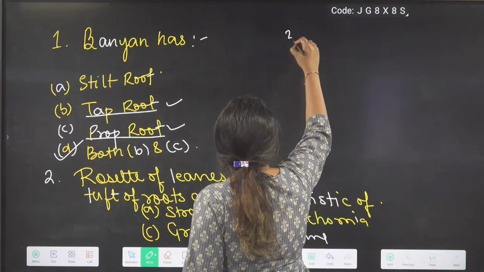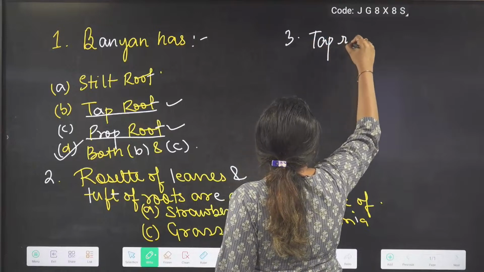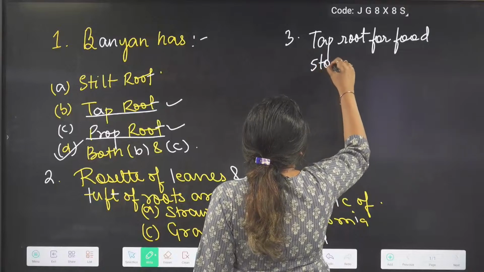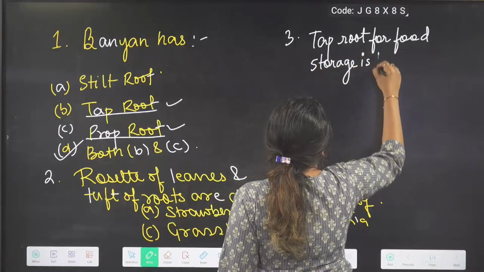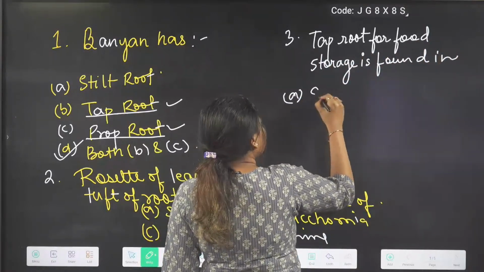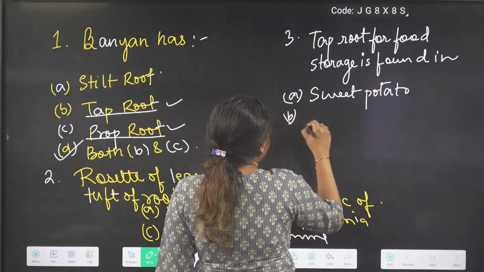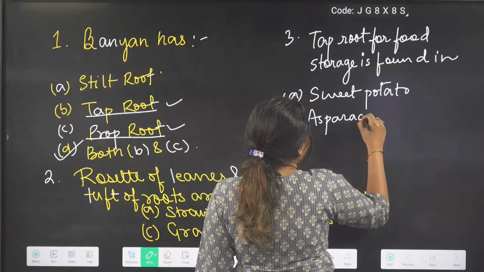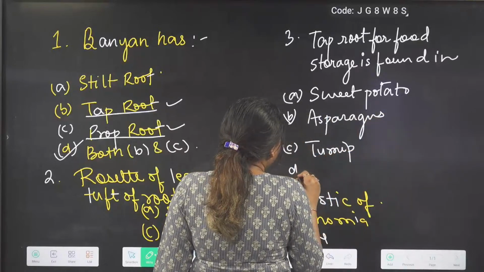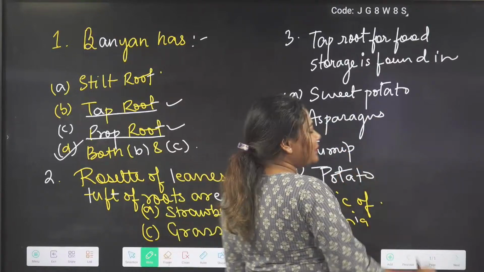Now, suppose I give you this question: taproot for food storage is found in option 1, sweet potato; asparagus; turnip; and option D is your potato. Tell me, what will be the answer?